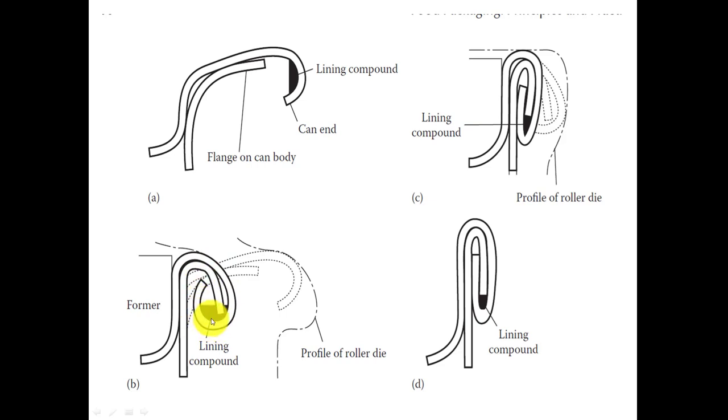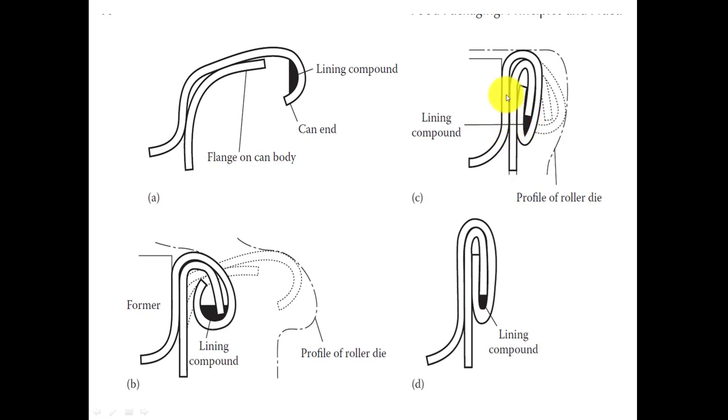So this is the first seam. Now you can see here there is a gap. So to make it intact, it is again passed through a roller die. So this lining compound has been filled between this gap, and there is no possibility of leakage.